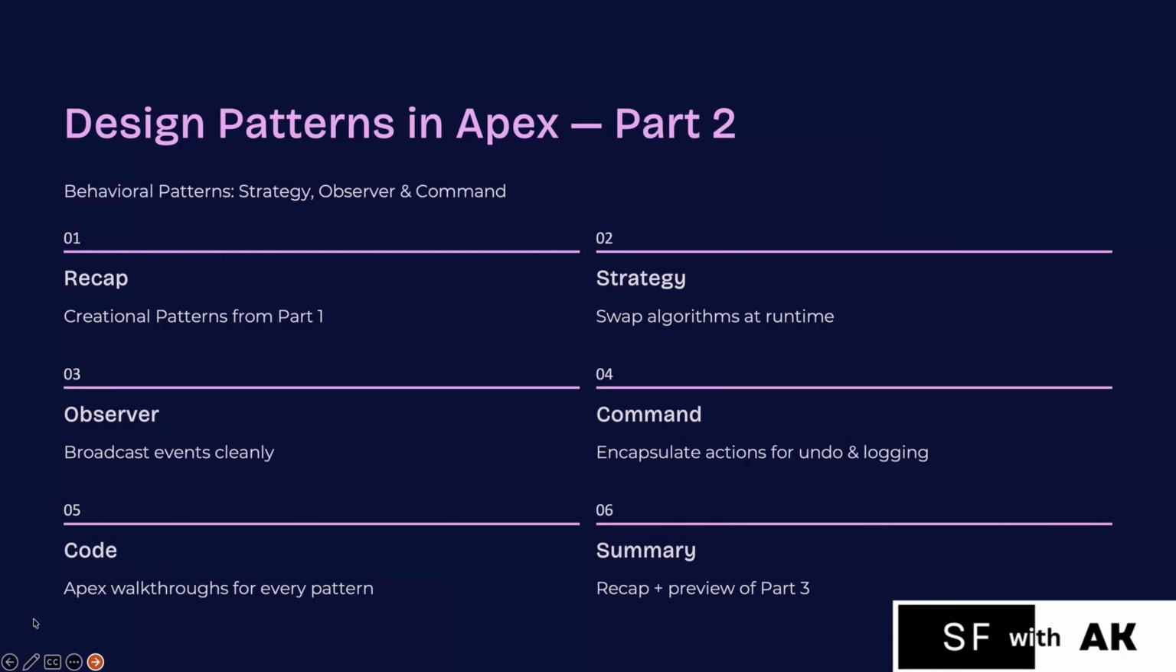So, here's what we are covering today. First, a quick recap of part 1 just to get everyone on the same page. If you have not watched the video, I would suggest you go and watch part 1 of the series, and that will help you better understand this part. Then we'll go through three behavioral patterns one by one: strategy, which lets you swap algorithm at runtime; observer, which is about broadcasting events cleanly; and command, which lets you encapsulate actions for things like undo and logging.